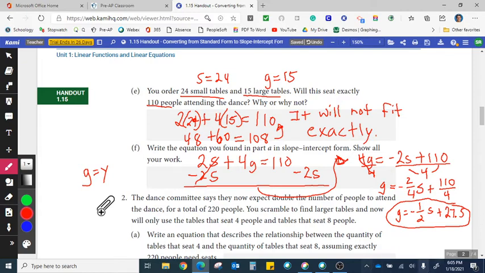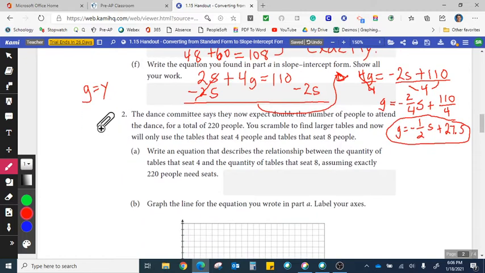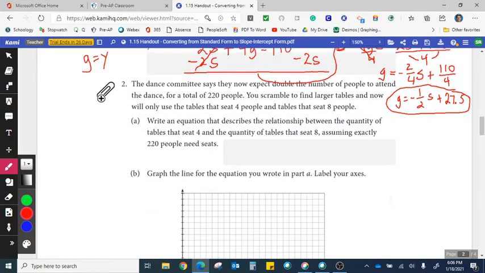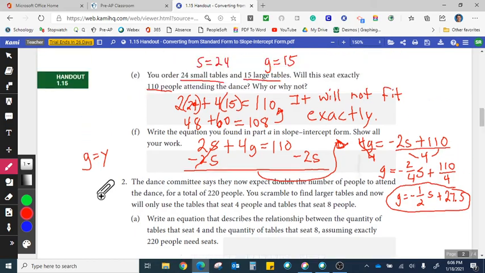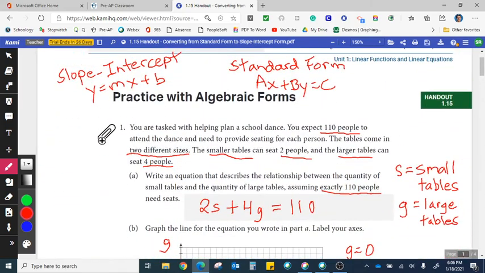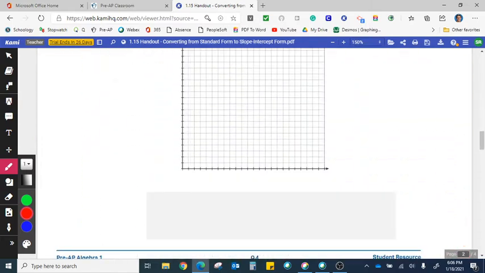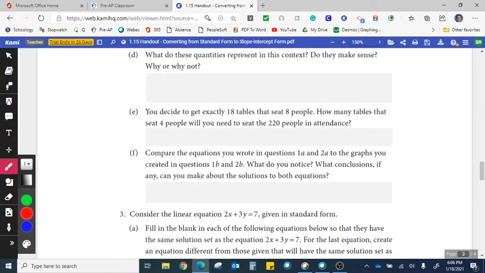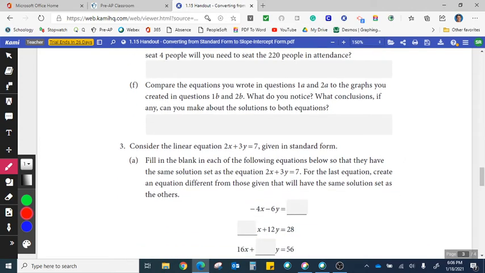Now for number 2, it's talking about how things are going to double. They're going to double the people, and they're also going to double the amount that a small table will seat and the amount that a large table will seat. So apparently they got bigger tables for each of them. You're going to do the same thing that you just did above for problem number 1, for problem number 2. And then just answer those questions to the best of your knowledge.